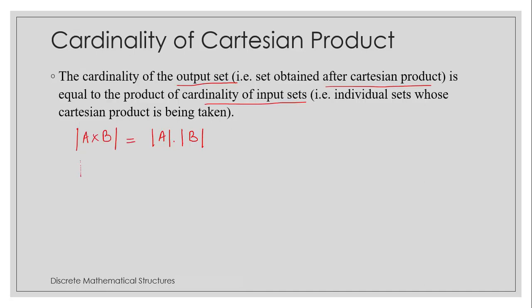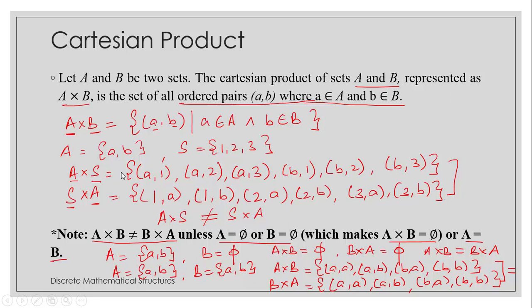So, if we take the Cartesian product of three sets, the cardinality will be equal to cardinality of set A into cardinality of set B into cardinality of set C. Now here, in the previous example, you can see that A contains 2 elements and S contains 3 elements. So number of elements in A cross S should be 2 into 3, 6. So here we can verify that 1, 2, 3, 4, 5 and 6.